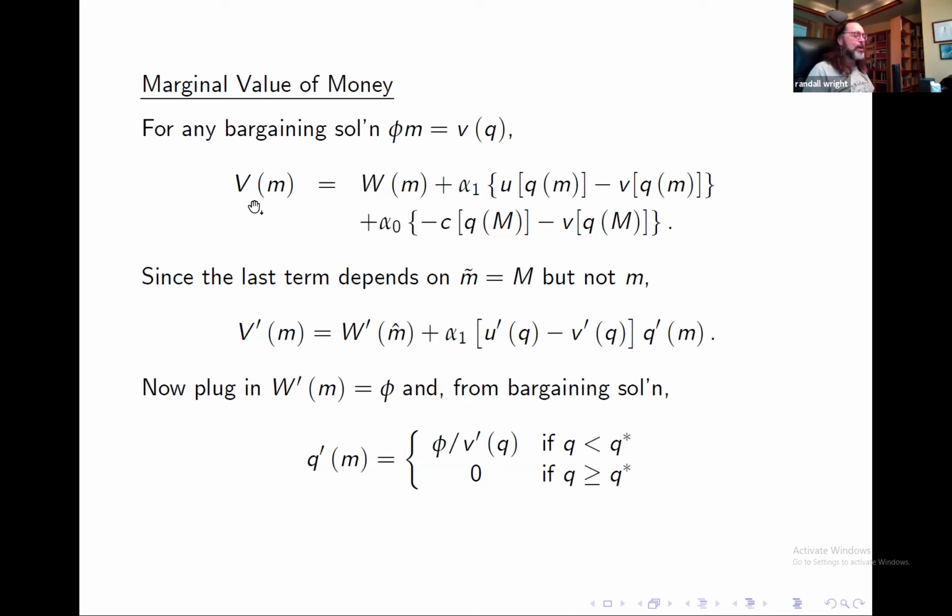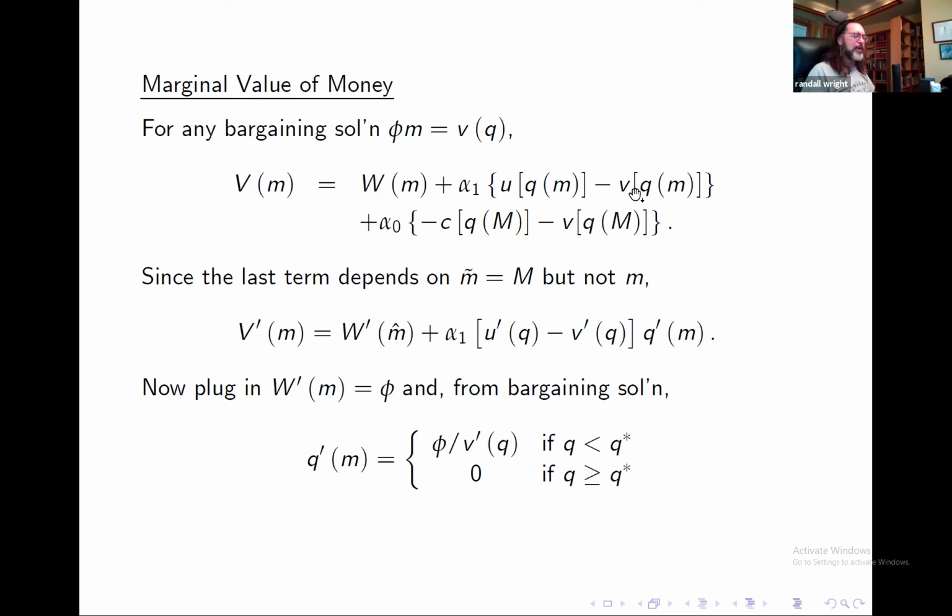So here it is. You might not trade, so you just take your liquidity position or your portfolio to the next centralized market. If you find yourself in a position where you want to buy something, well, you're going to get U of Q of M. The Q of M is what comes out of your bargaining or price taking or price posting, whatever mechanism you want to stick in for determining terms of trade. And how much you pay is V of Q of M. So that's your surplus. It's very simple.